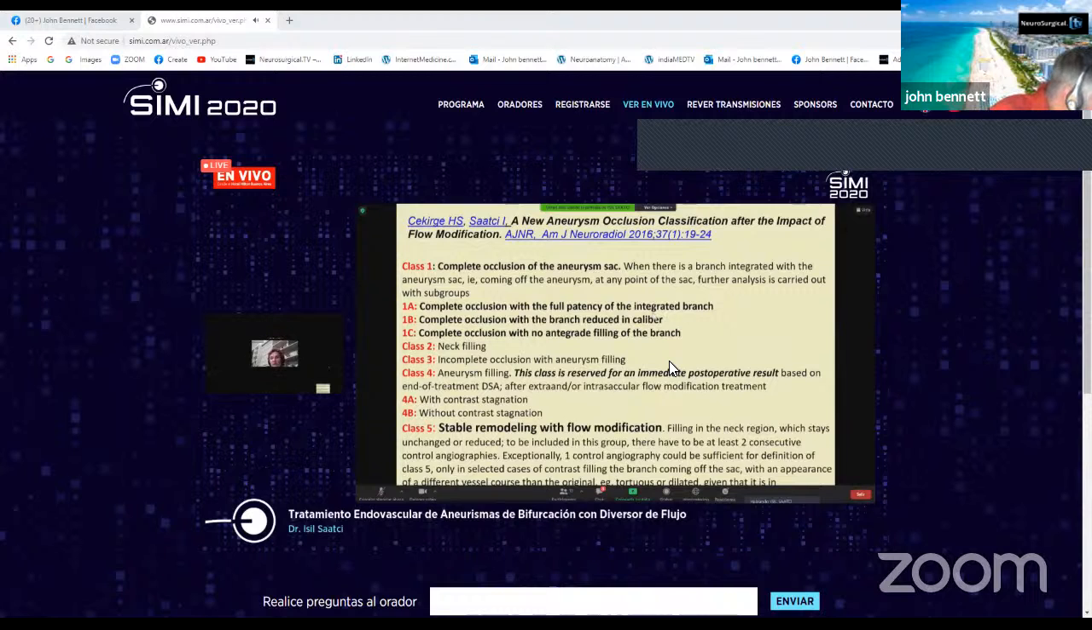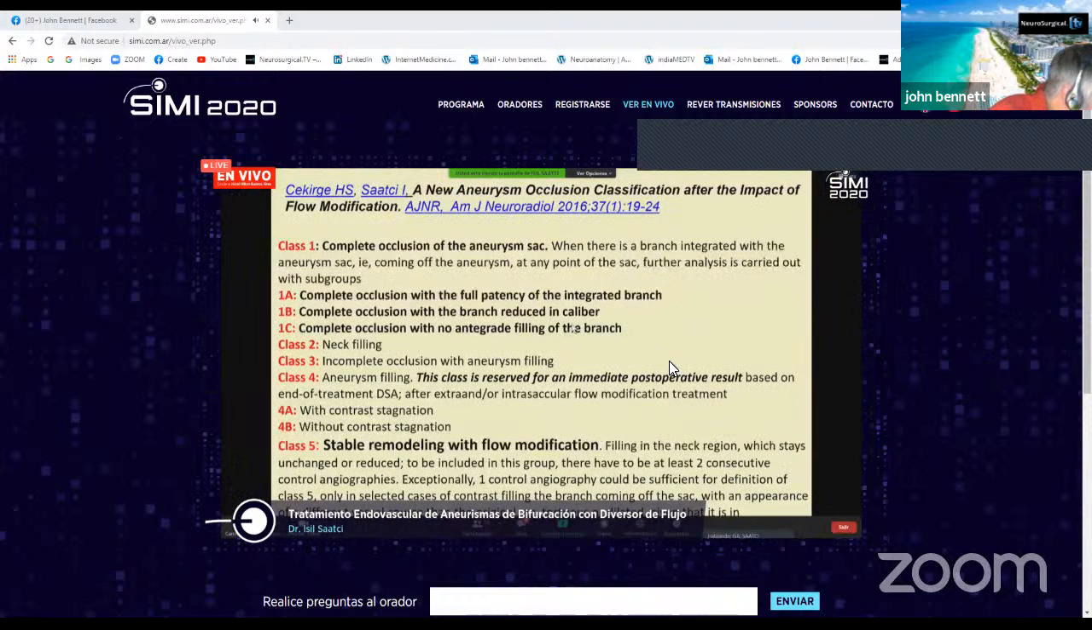If it is fully patent, then it is called A. If it is reduced in caliber, it is called 1B. If there is no antegrade filling of that branch, we call it 1C. Class 4 is aneurysm filling at the immediate post-operative result, out of the concern of this talk.